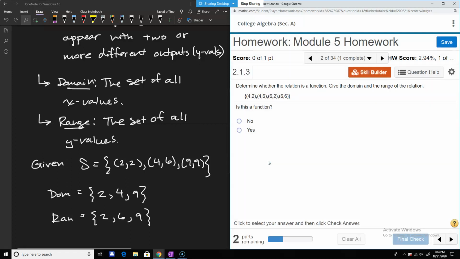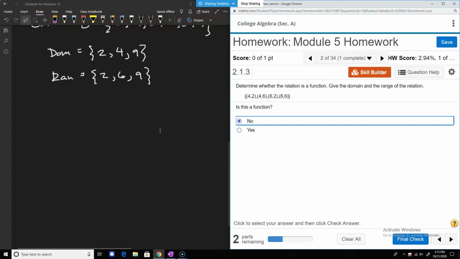Okay, so is this one a function? Let's do the same test. We have 4 appearing twice as an input, and it's going to two different places. It's going to 2, and it's also going to the number 6. Not allowed, right? Every input can only go to one place, right? So that number 4 is mapped to two different places. So this would be a no.